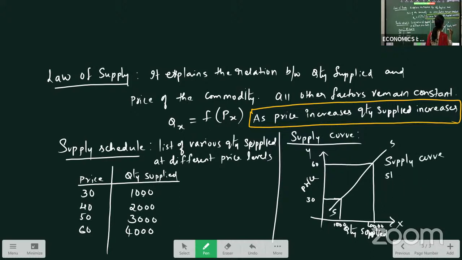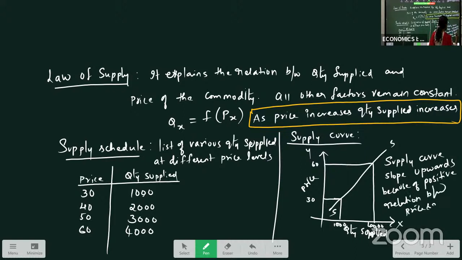Supply curve slopes upwards because of positive relation between price and quantity supplied. So this way we can explain the law of supply.